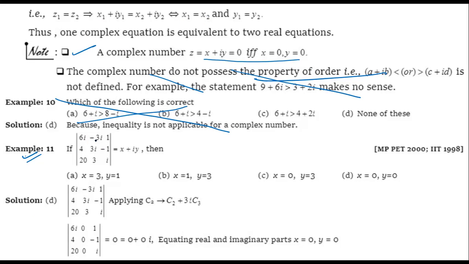The determinant of the matrix with entries 6i, -3i, 1 is equal to x plus iy. Then what is the value of x and y? They're asking, what is the answer?